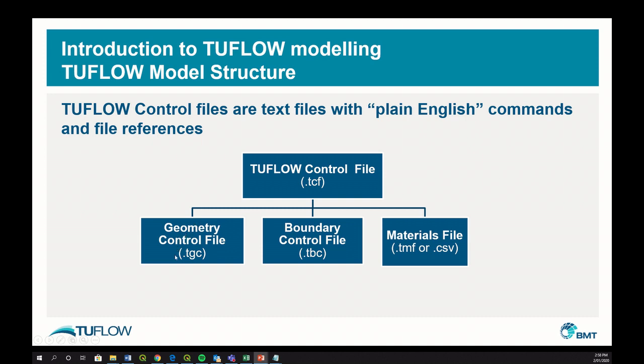We'll have the geometry control file. In this file, we'll have all of our mesh information, so the cell size, the origin, orientation, as well as the topography information. We have a boundary control file that will contain the location of our boundary conditions, and we'll have a materials file. It's important to notice the extension of all these files relates to the file's use. You'll see the TUFLOW control file has an extension of TCF, geometry control file, TGC, etc. So it makes it very easy to identify what file is used for what purpose once you're familiar with what those purposes are.